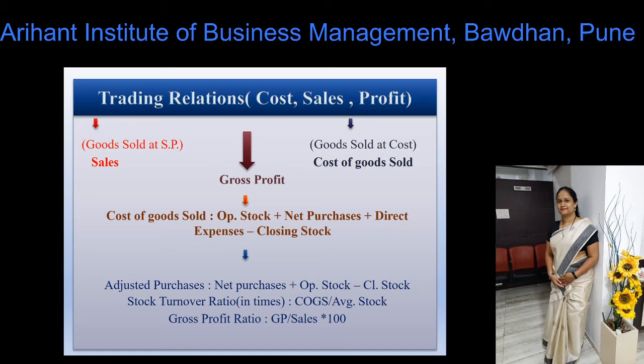For the stock turnover ratio, you need to take cost of goods sold divided by average stock. And while calculating the gross profit ratio, you need to take gross profit divided by sales into 100. You just need to listen to it and give some concentration. Then you will slowly understand all these concepts.